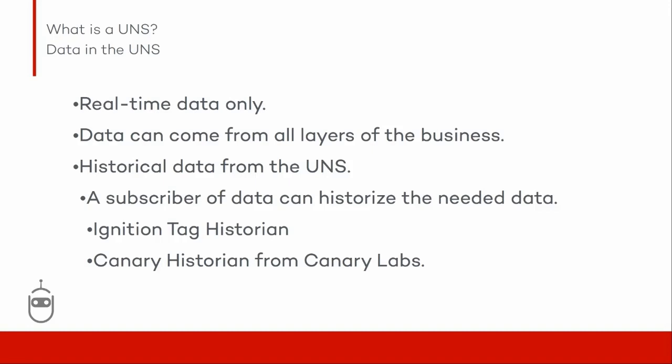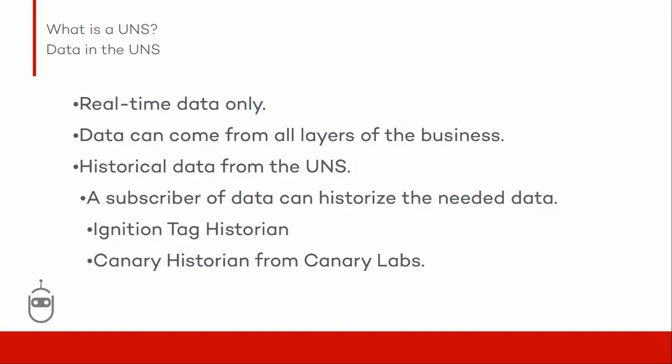But you don't have a way to go into the UNS and see how everything looked last month. The UNS only stores the real-time data, like what is the state of the business right now. But the data can come from all the layers of the business: the ERP system, the MES system, the warehouse management system, PLCs. It can come from anything and everywhere in the business, but it should be structured into the UNS in the same way as everything else, so that everything is structured nice and cleanly there.